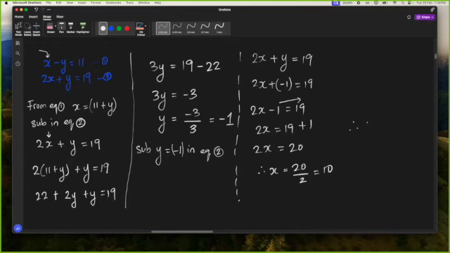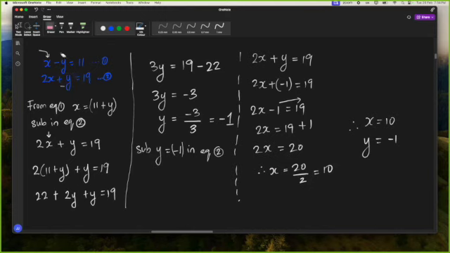And look, we get the same answer. x is 10 and y is negative 1. So without the fractions, the substitution method is actually quite easy. You just have to kind of decide which one. And you could see I could have made this y the subject of the formula. y is equal to 19 minus 2x and substitute that in equation 1. You're looking for the easiest way out.